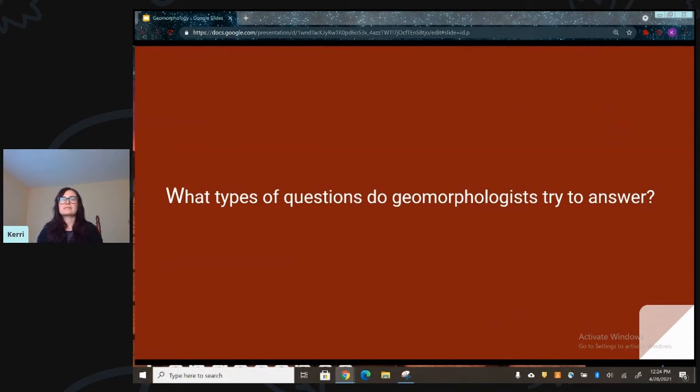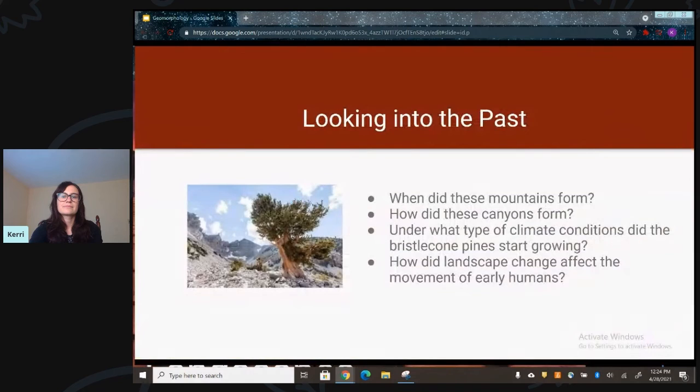So now we'll talk about some of the types of questions that geomorphologists are interested in trying to answer. So geomorphologists are definitely interested in understanding the past. Questions like, when did these mountains form and how did these canyons form help us characterize how and when a landscape was formed. We can also look at climate records to understand how landscapes responded to past changes in climate.